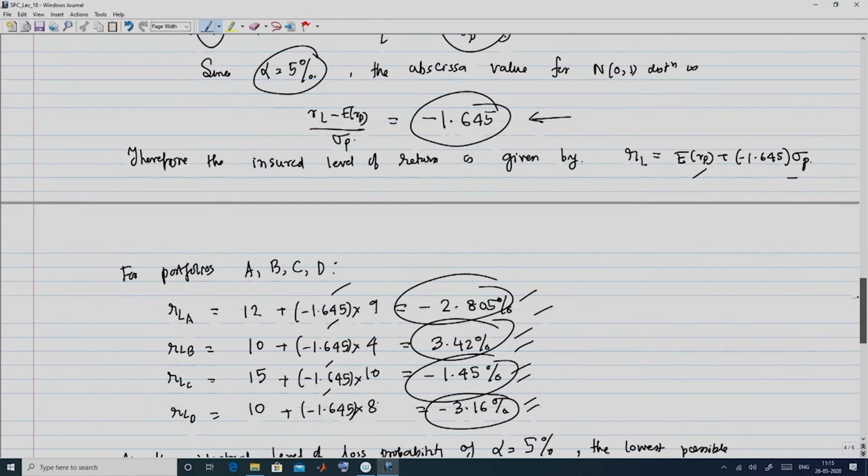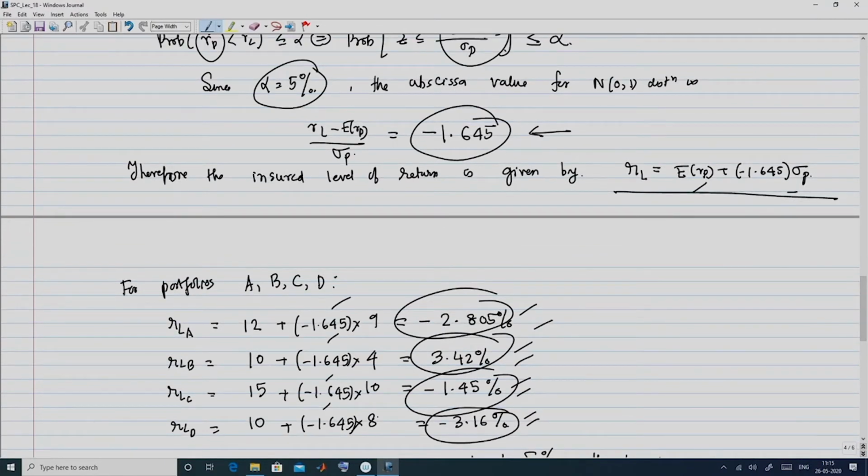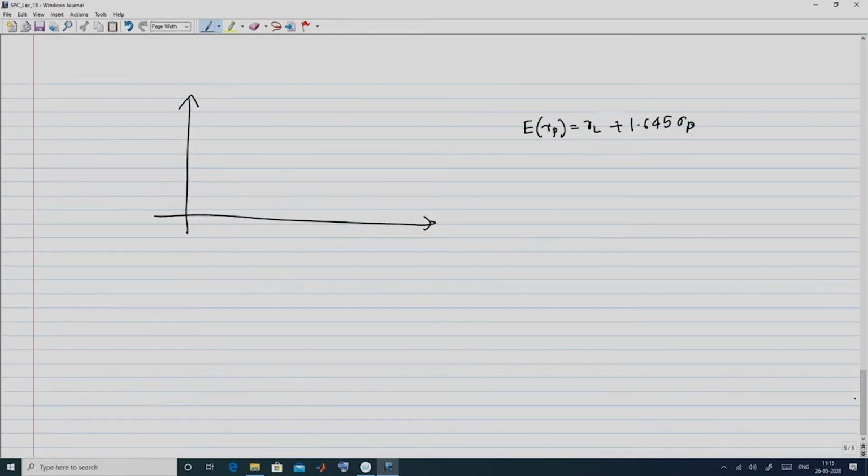So graphically one can view this like that. Suppose now I have this relation. With alpha equal to 5%, I have the relation E of RP is equal to RL plus 1.645 sigma p. All right. So remember, what did we have? We had RL equal to E of RP minus 1.645 sigma p. So I will write E of RP in terms of RL and sigma p on the same side. So what are these? These are nothing but straight lines with identical slopes in the sigma p, E of RP plane.